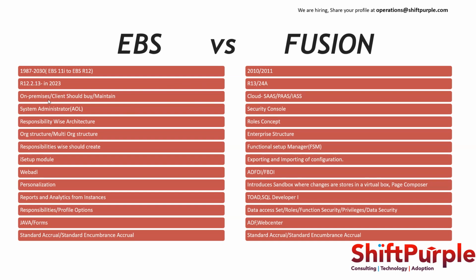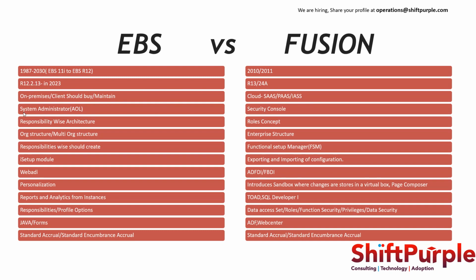This was the on-premises product. Clients need to buy the servers and the entire infrastructure, and they have to maintain it themselves. But in cloud, we have SaaS, PaaS, and IaaS. If you just talk about SaaS, everything is managed by Oracle, and you just get a login and you are good to go.